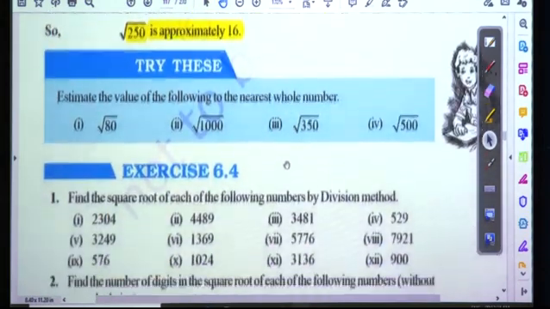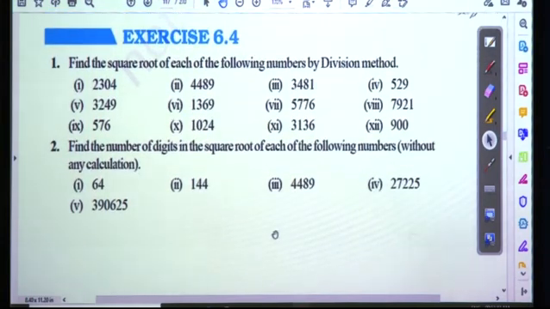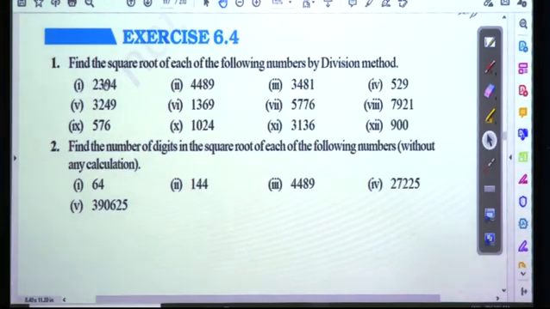Now for Exercise 6.4. Find the square root of each of the following numbers by the division method. We shall solve them one by one so that you can understand it properly. Let us take the first value, 2304.